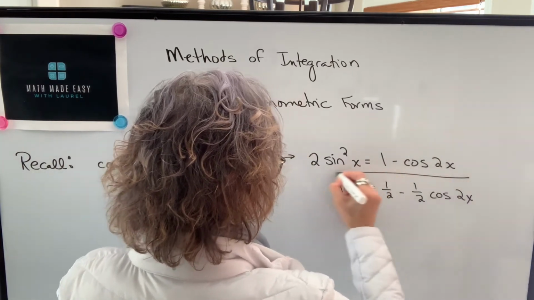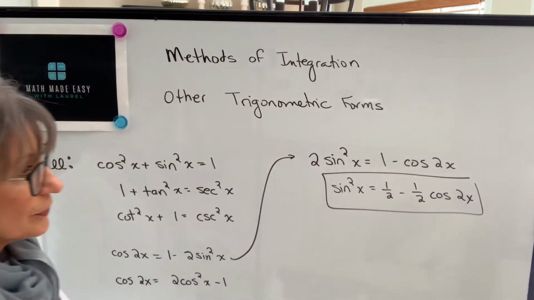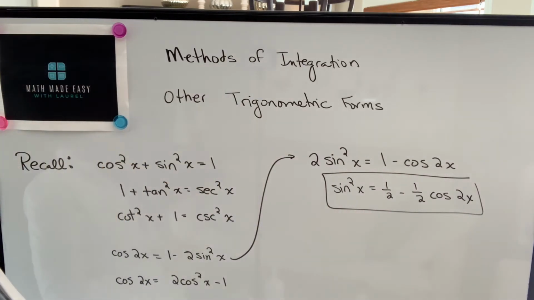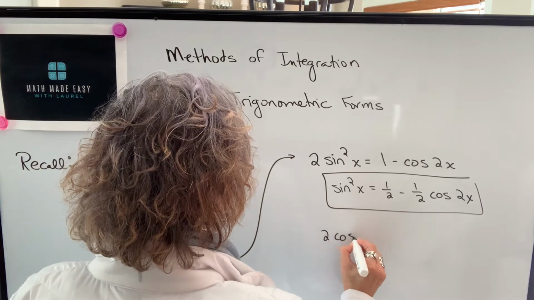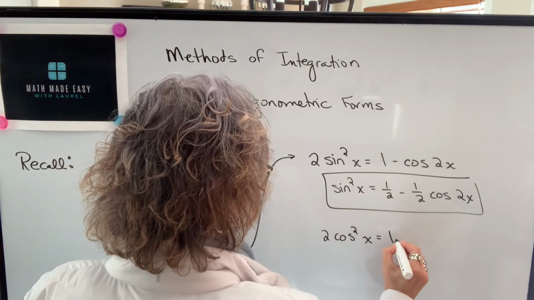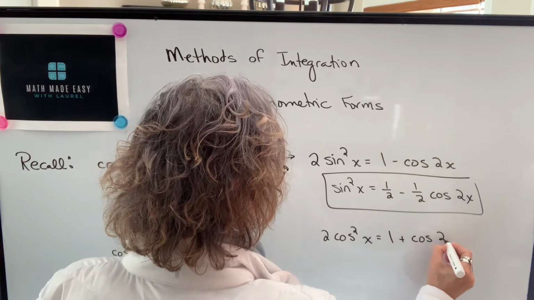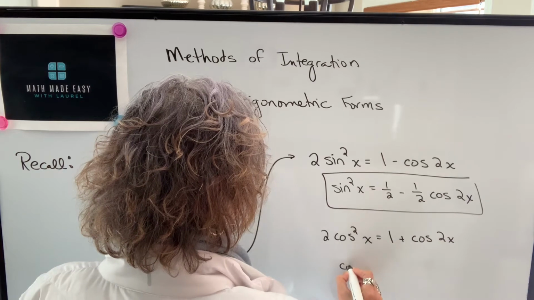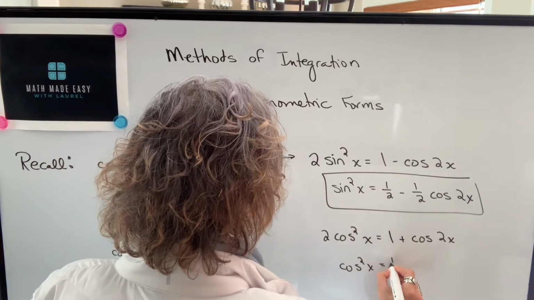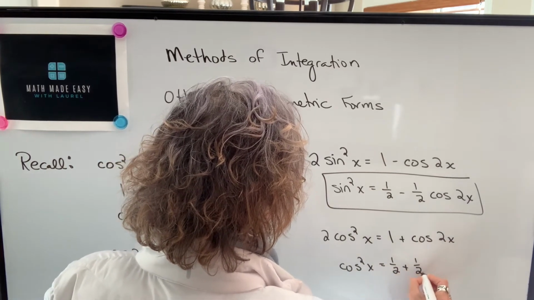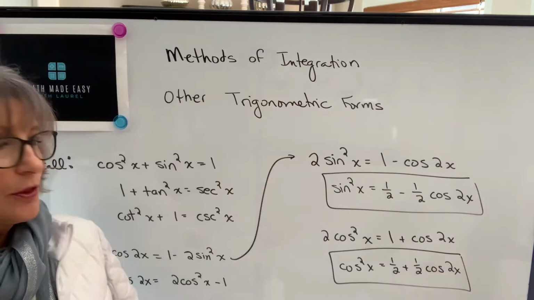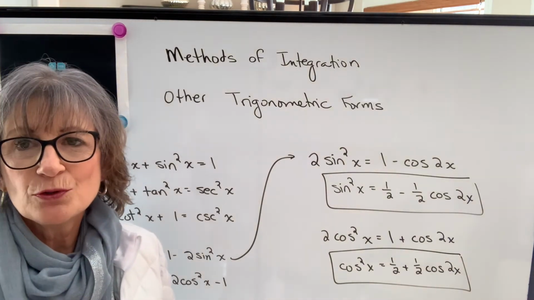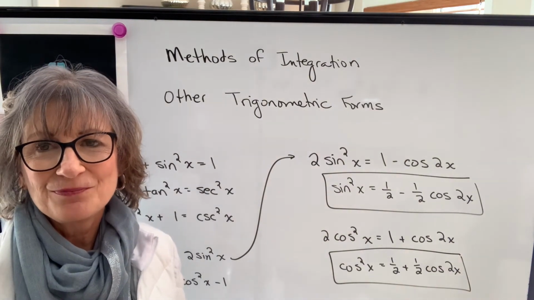So you're going to see that this is very useful when we're doing some of these integration questions. I'm going to do the same thing here. I'm going to isolate cos squared. So I'll first of all isolate 2 cos squared x, and that will equal 1 plus cos 2x. Divide by 2, so cos squared x will equal 1/2 plus 1/2 cos 2x. Those two identities are going to be very useful in some of these examples.